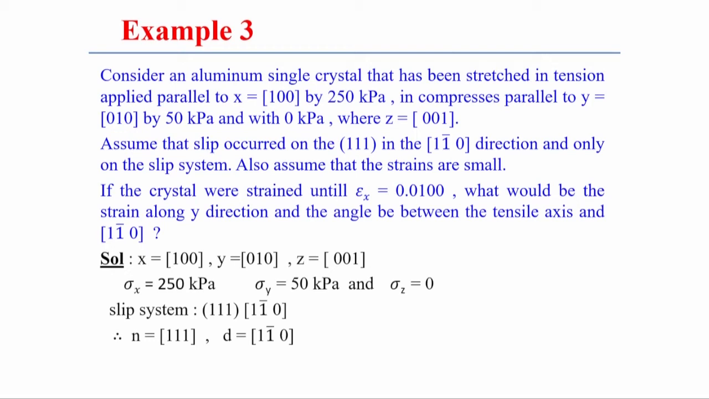To solve that, first we can define the x, y and z axes on the unit cell. The x direction represents 100, that is the Miller index of x, the y direction 010, and z 001. Now the stress state is: sigma x equal to 250 kilopascal, sigma y equal to 50 kilopascal and sigma z equal to 0. The slip system is defined as the 1, 1, 1 plane and the 1, minus 1, 0 direction.